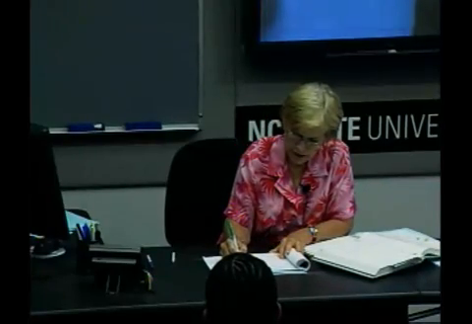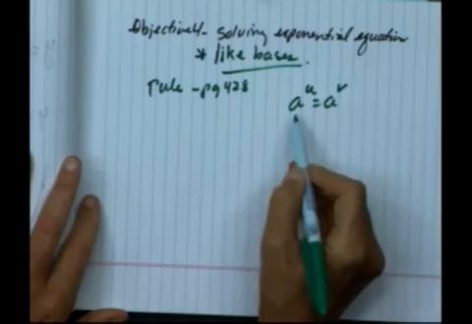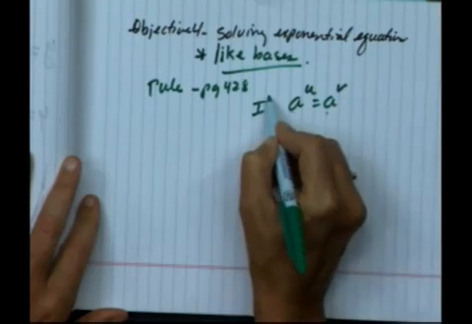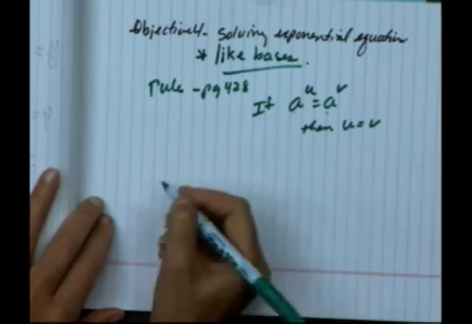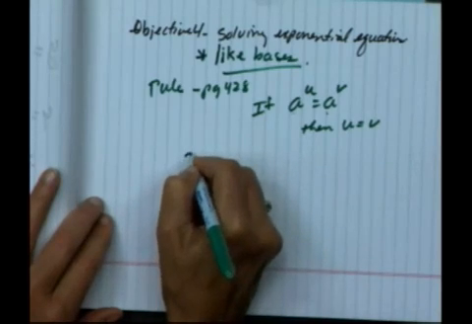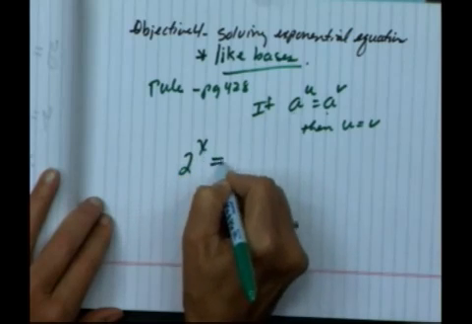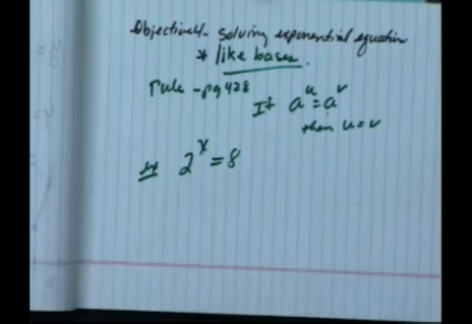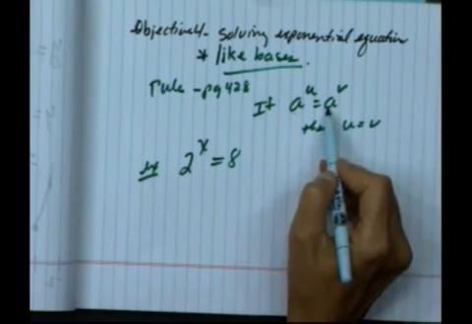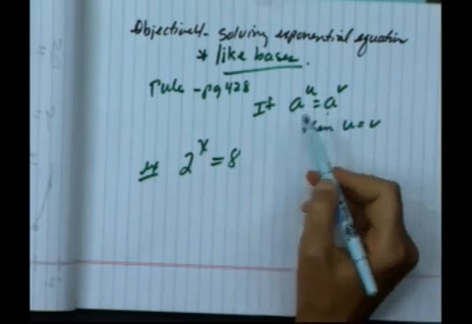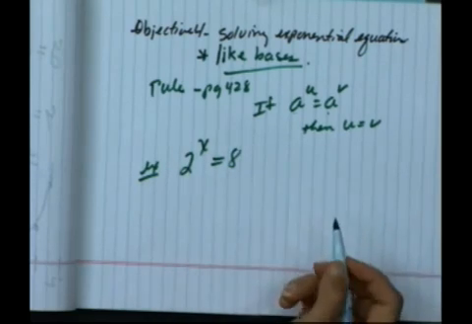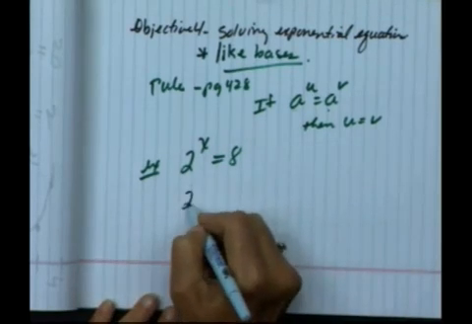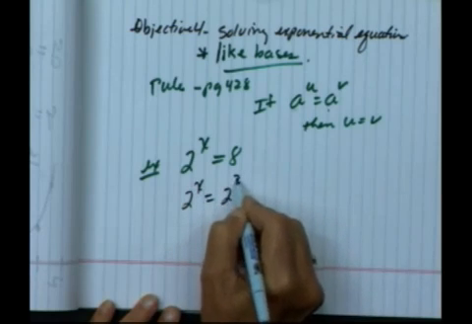So the rule is a to the u equals a to the v. Notice that's like bases. Then u equals v. All right, simple example. 2 to the x equals 8. If I'm trying to apply this rule, I need the bases to be the same. So would it be easier to get the 2 to a base 8 or the 8 to a base 2? 8 to the base 2. Yeah, so we just write that 2 to the x equals 2 cubed.